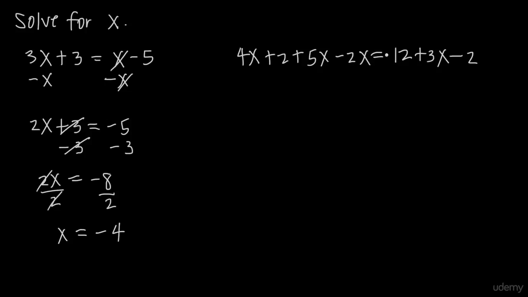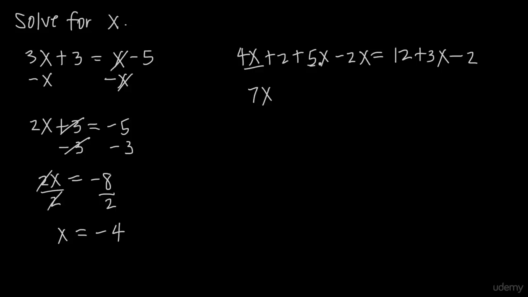Here we have a slightly more complicated example. Before we can start moving terms to the right and the left, we need to combine like terms on the left side and combine like terms on the right side. So over here on the left, we have a positive 4x, a positive 5x, and a negative 2x. Those are all like terms because they're all x to the first power. So 4 of them plus 5 of them is 9. Minus 2 of them is 7, so we have a positive 7x.